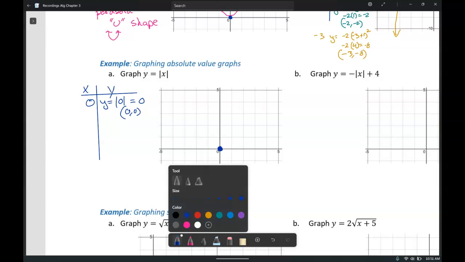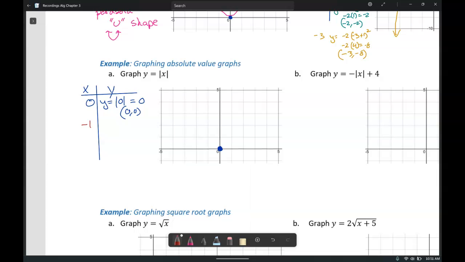Next, we'll look at the ordered pair. Let's look at negative 1 as well as 1. y equals the absolute value of negative 1, which is 1. So we have the ordered pair negative 1, 1. And y equals the absolute value of 1, which equals 1. So we have the ordered pair 1, 1. So now this graph is starting to look very similar to our quadratic graph.